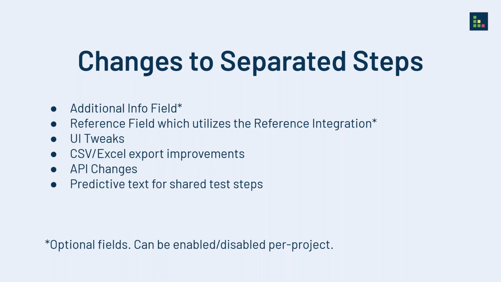We've improved the export for your test cases to allow the separation of these steps onto separated lines, which makes for easier importing of these test cases into other projects. We've made some API changes, as mentioned a moment ago, and predictive text. We've added some predictive text for shared steps. Some of the API items and predictive text we will get into when we cover shared steps and the API.